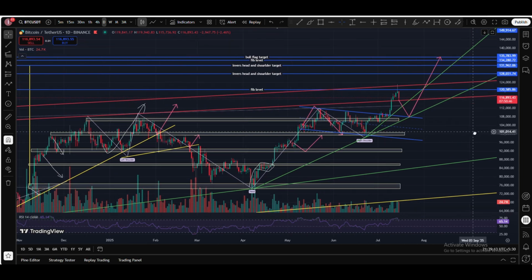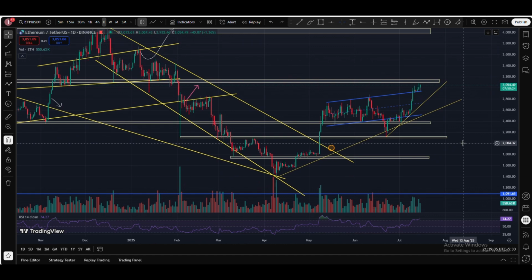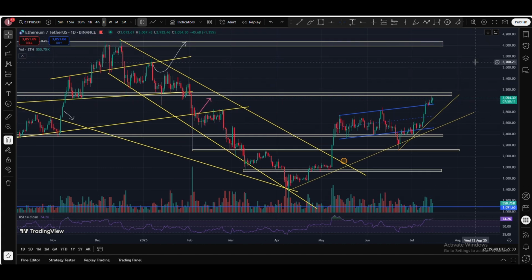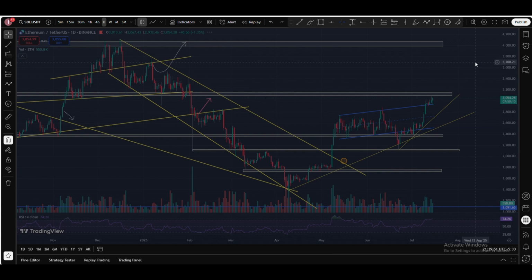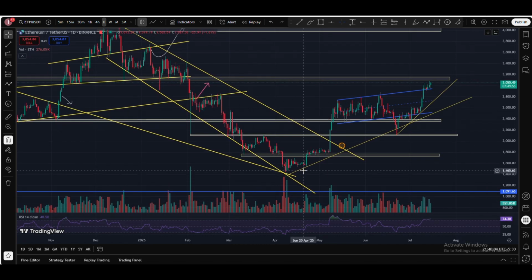Next, move to the Ethereum chart. Ethereum was going up. There was a regular bearish divergence, and that divergence is invalidated.